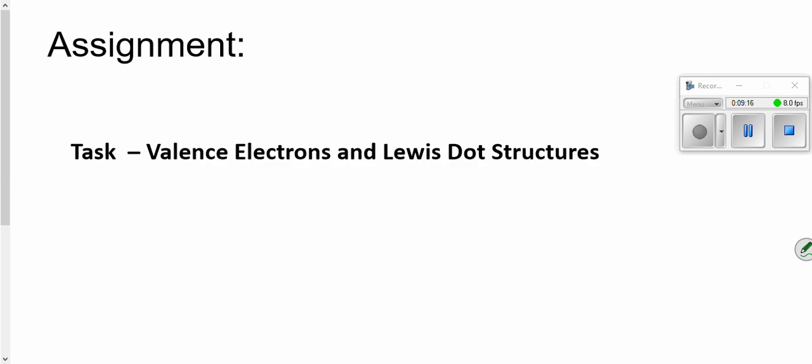Now, you guys need to practice this so you can remember it. The end of this booklet has a small task where you practice figuring out how many valence electrons each element would have, and then draw the Lewis structure for them.